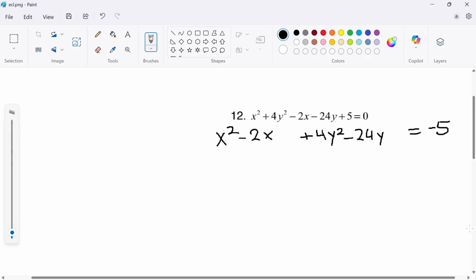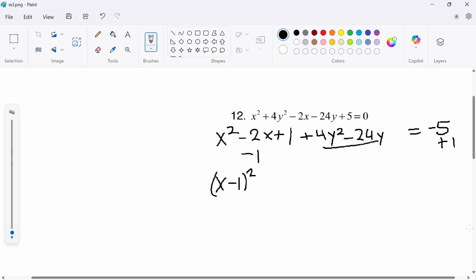Now, with x squared minus 2x, there's just 1 in front of x squared, so I don't have to factor anything out. Half of negative 2 is negative 1, so I've got x minus 1 squared, and then negative 1 squared is 1, so I add 1 there. And if I add 1 there, I have to add 1 to the other side.